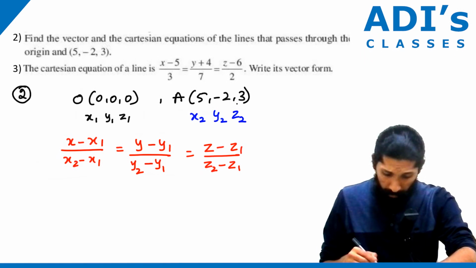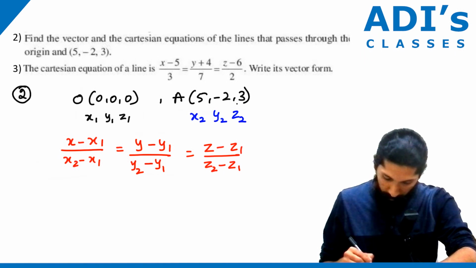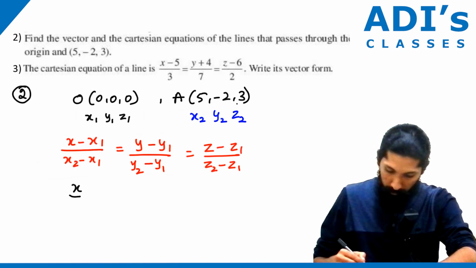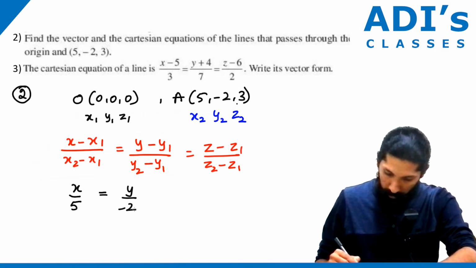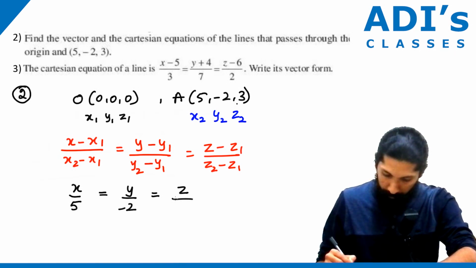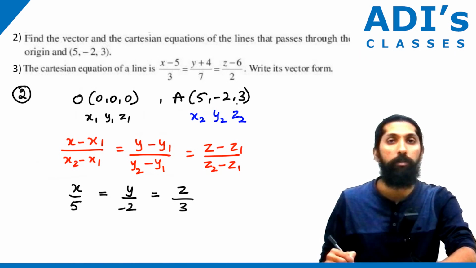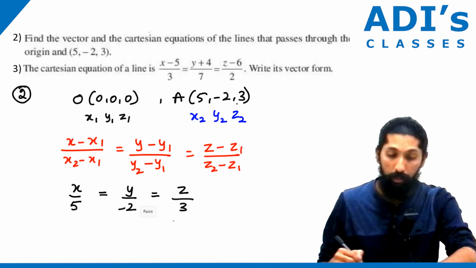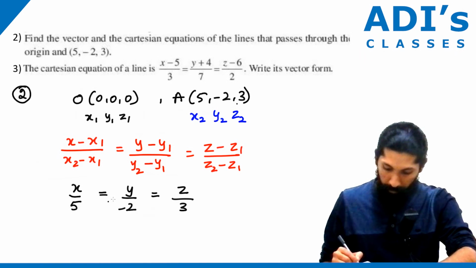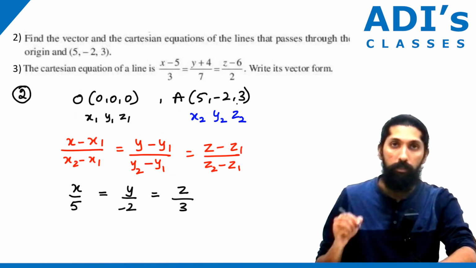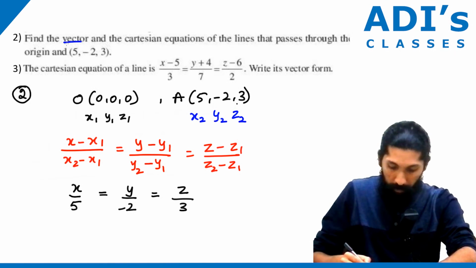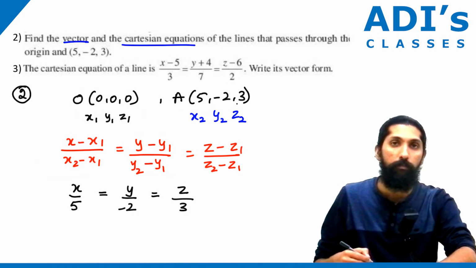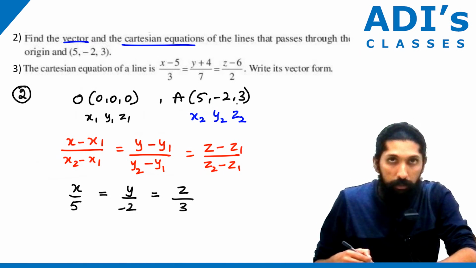So what do we have? x minus x1 is x, so we have x divided by x2 minus x1. 5 minus 0 is 5. So x by 5 is equal to y by minus 2 is equal to z divided by 3. This is going to be the Cartesian form. Fair enough? x by 5 is equal to y by minus 2 is equal to z by 3. This is the answer. That means we have done both the vector form as well as the Cartesian equation of the line. Clear? Let's do the next one now.